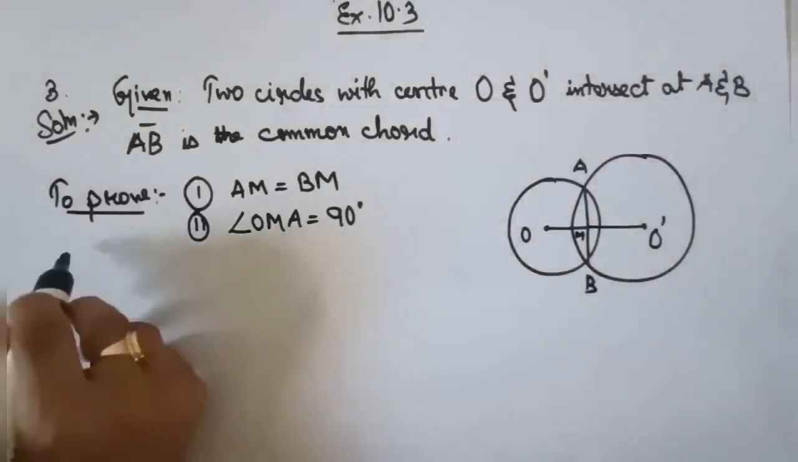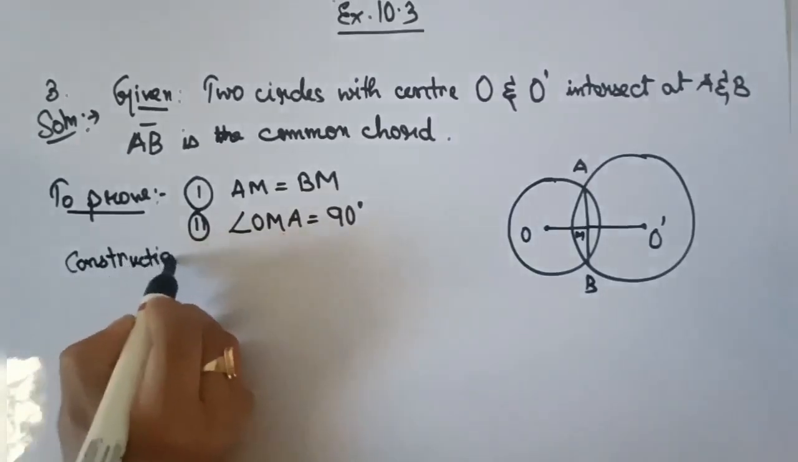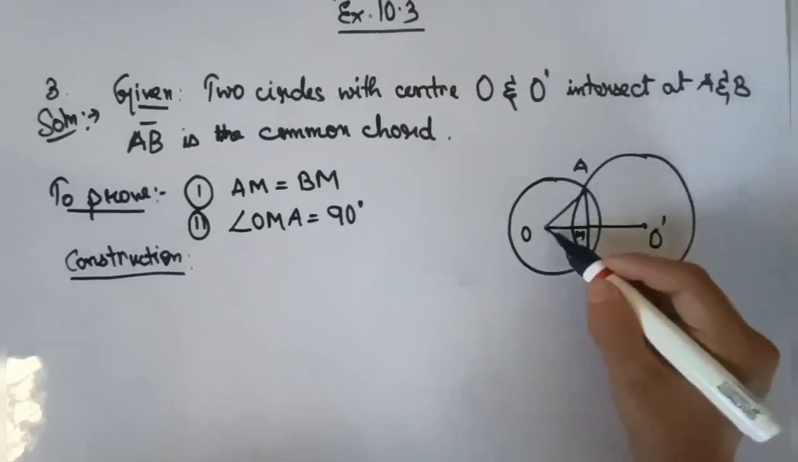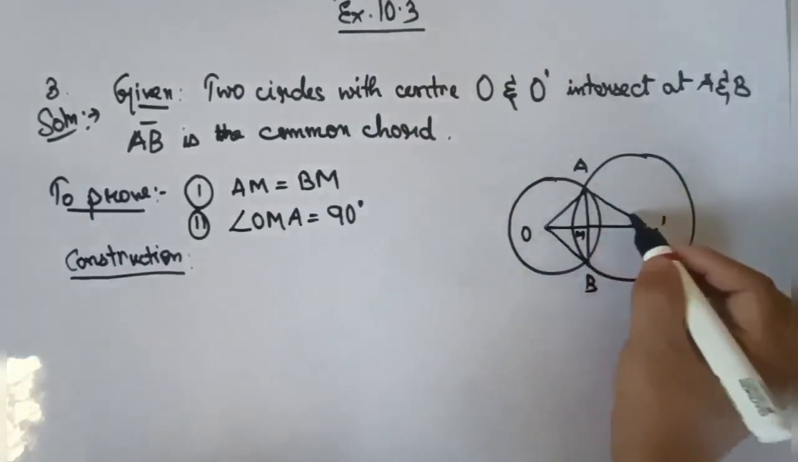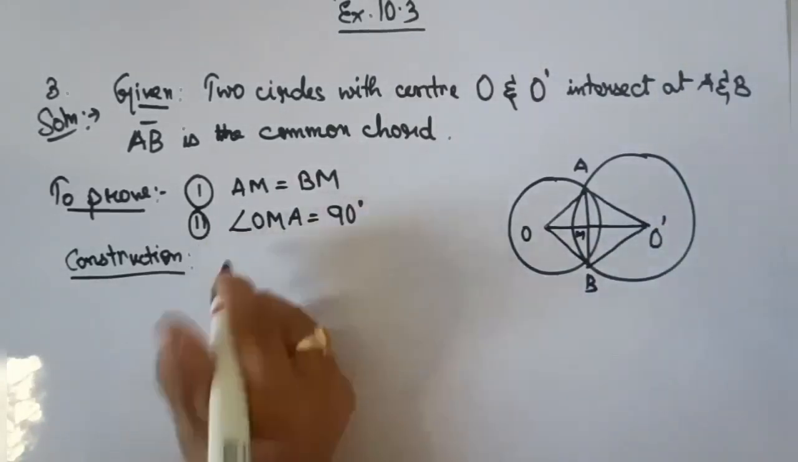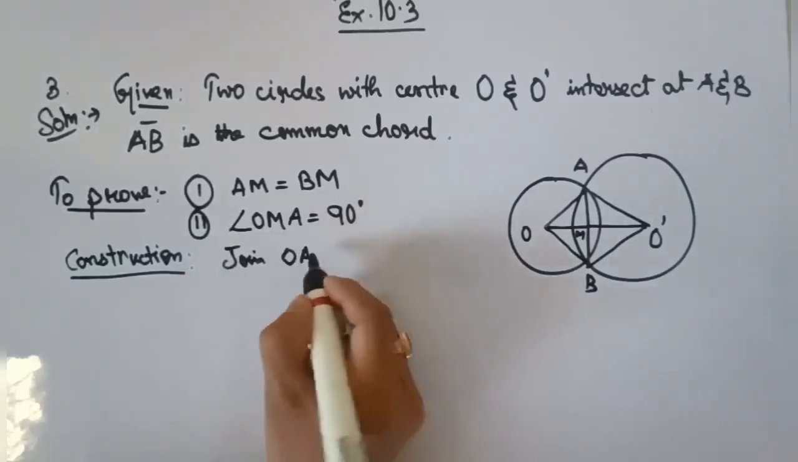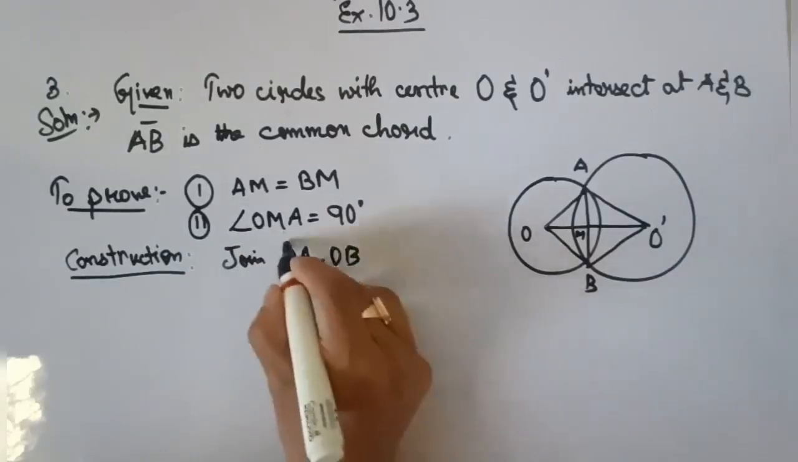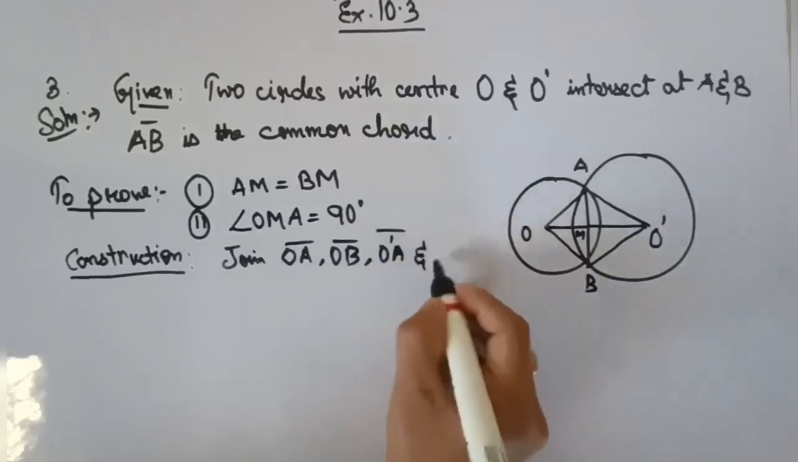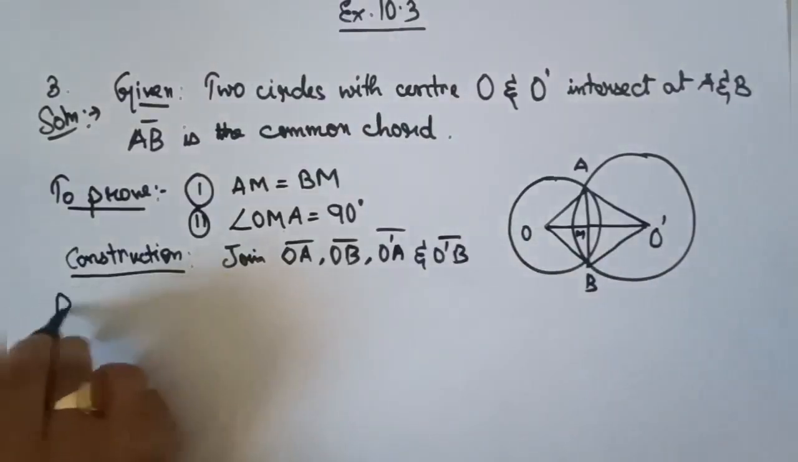To prove this, let us construct. In construction, let us join OA, OB, O dash A and O dash B. Now the proof.